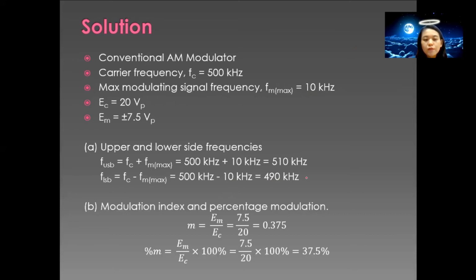Then we go to B, find the modulation index and the percentage of the modulation. First, the modulation index is M. The formula is equal to EM divided by EC. So we have the value of EM is 7.5 divided by our EC, which is 20. Just substitute inside, we will get 0.375. Okay, to find the percentage of modulation, we just have to multiply our M by 100 percent. So EM divided by EC multiplied by 100 percent, and we will get 37.5%. Okay, that's easy.